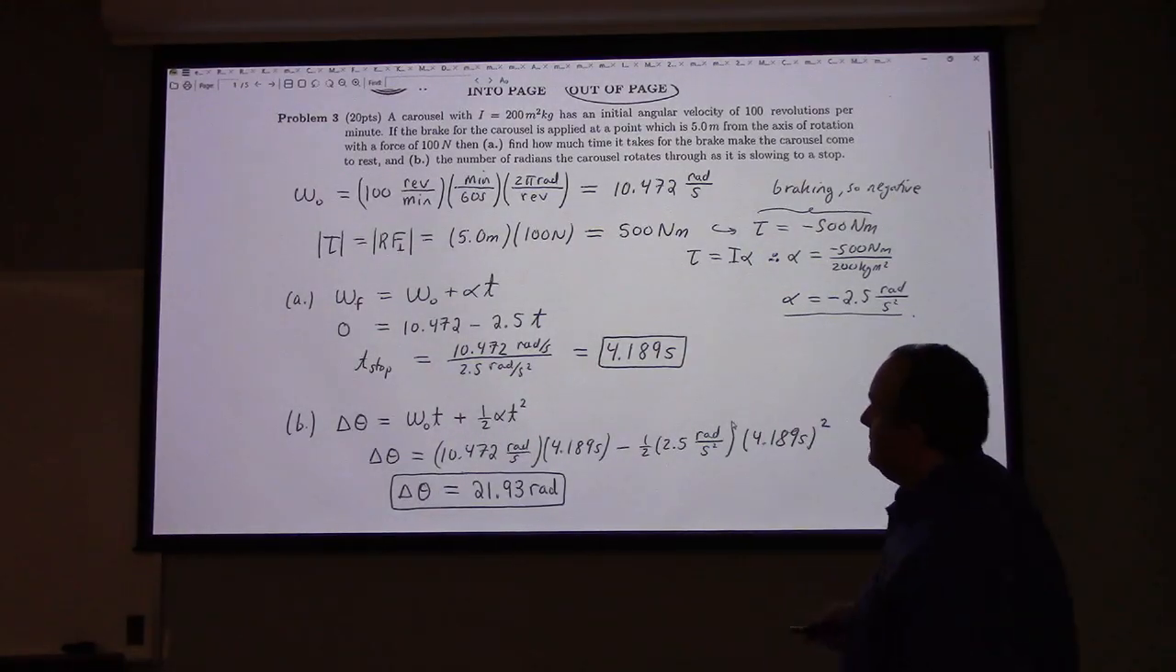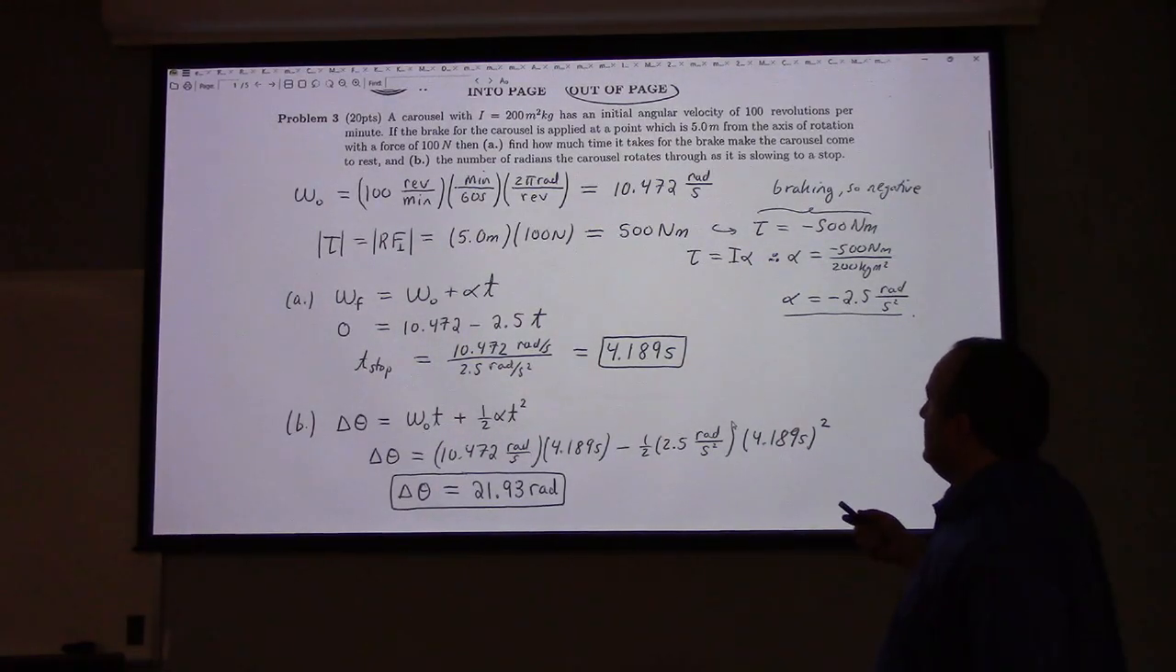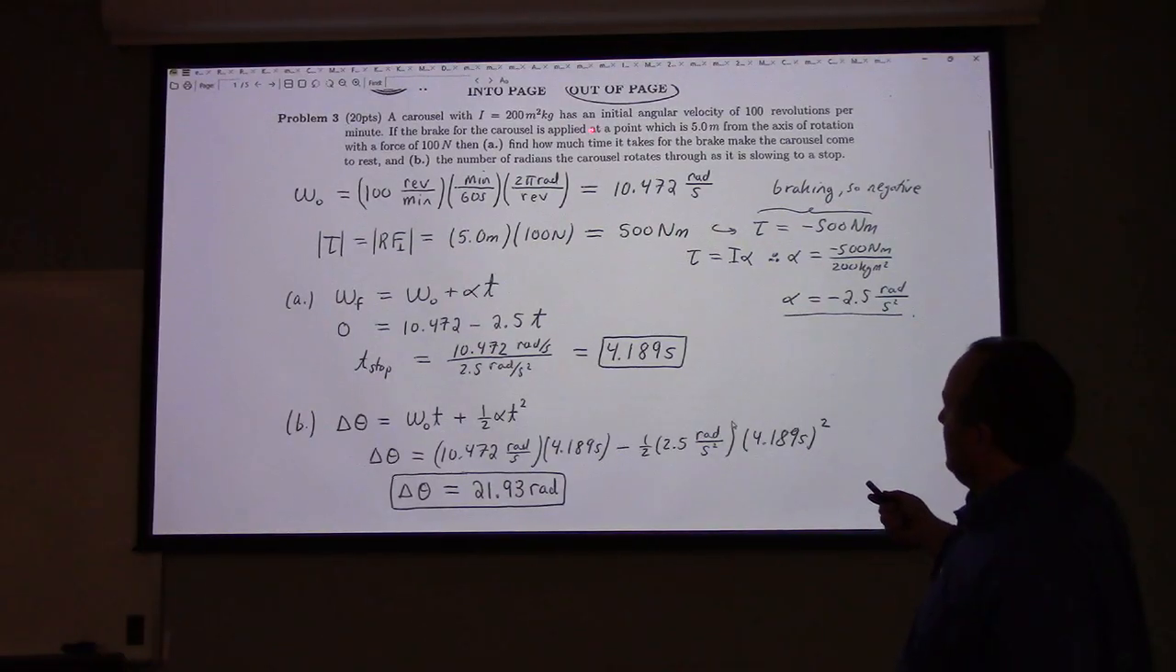Let's see here. The carousel with a moment of inertia of 200 kilogram meters squared has an initial angular velocity of 100 revolutions per minute. A brake is applied to the carousel at a point which is 5 meters from the axis of rotation with a force of 100 newtons. A, find how much time it takes for the brake to make the carousel come to rest, and B, the number of radians that it rotates through as it's slowing to a stop.